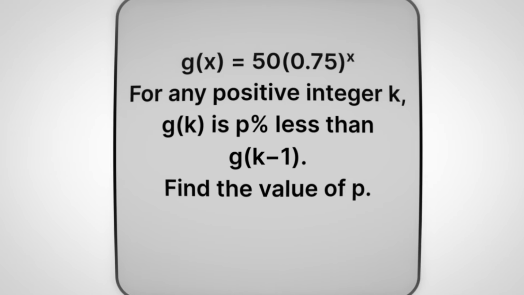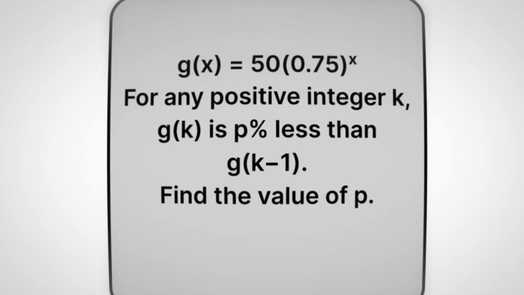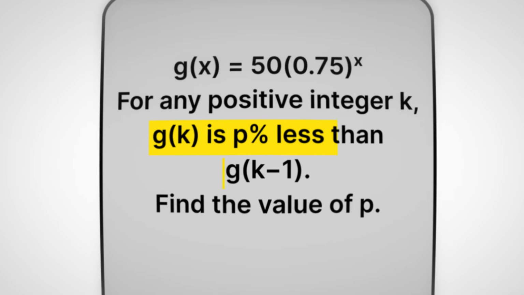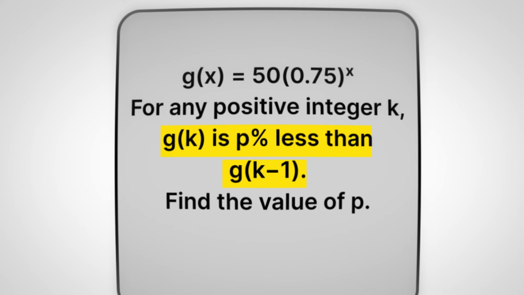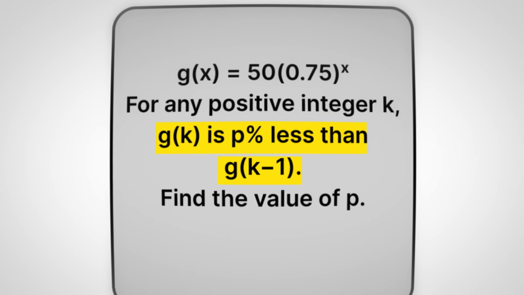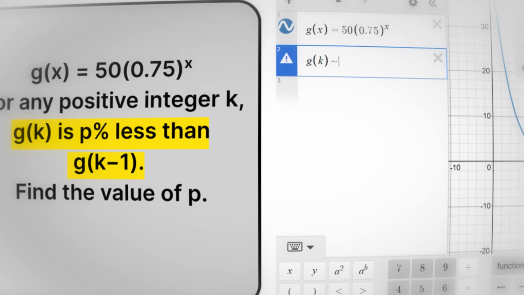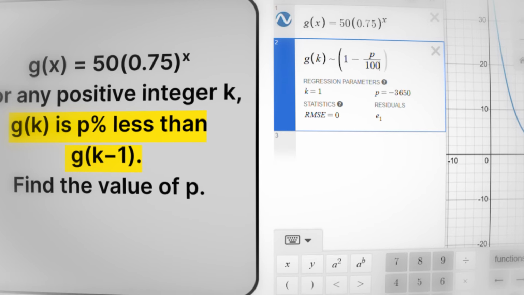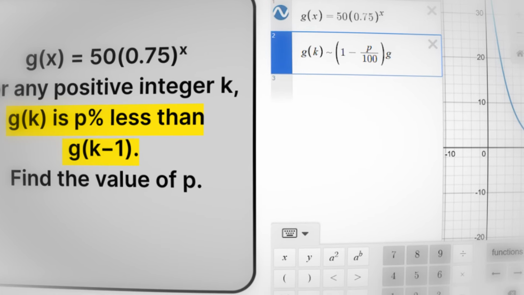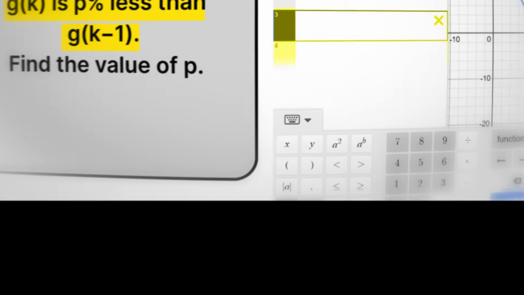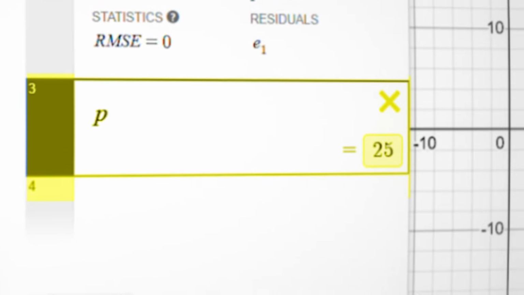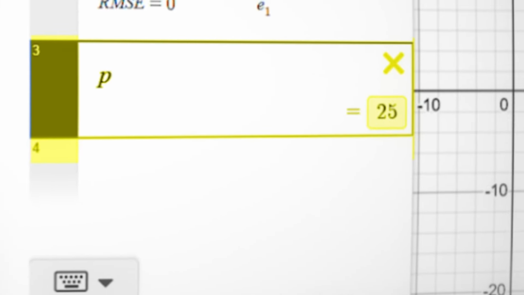So if you're told that for any positive integer k, g of k is p% less than g of k minus 1, that means, mathematically, g of k equals (1 minus p over 100) multiplied by g of k minus 1. Desmos then solves for p automatically, 25%, done in one click.